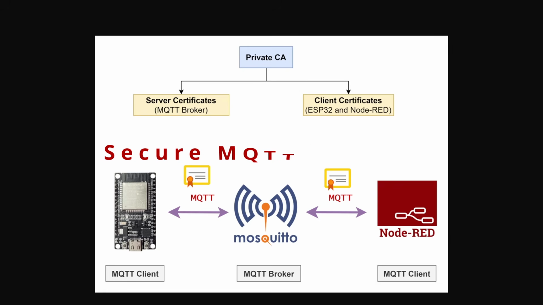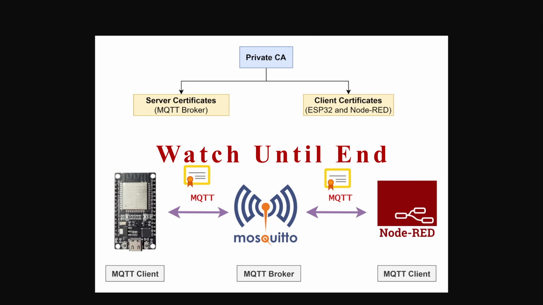Today, we'll be looking into how to secure MQTT with TLS certificates using a professional and scalable approach. At first, this process might look complicated, but stick around until the end to completely understand it. So here you can see in the diagram, first we'll be creating a private CA certificate, and then we will be creating server certificates for the MQTT broker and client certificates for ESP32 and Node-RED.